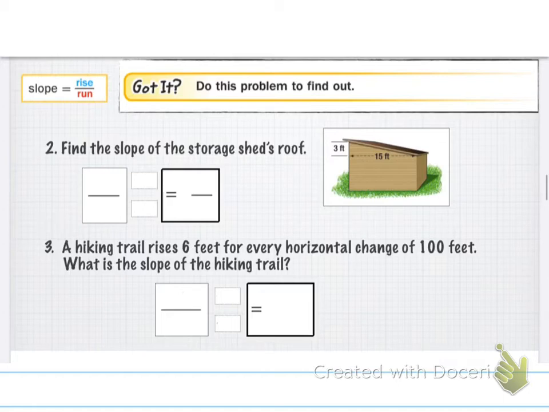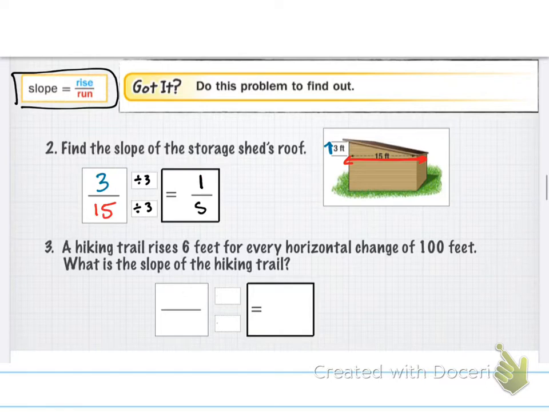Okay. So here I have a slope to remind y'all that slope is rise over run. And let's go ahead and find the slope of the storage shed roof. Okay, so the storage shed roof, let's look at the rise. The rise we see is 3 feet. It went up 3 feet, so it's going to be a positive 3, right? And then our run, our horizontal change, is going to be a 15. Okay. We can simplify that, and let's go ahead and divide by 3 on both the numerator and the denominator. And 3 divided by 3 we know is 1, and 15 divided by 3 is going to be 5. So the slope of the storage shed roof is going to be 1/5.